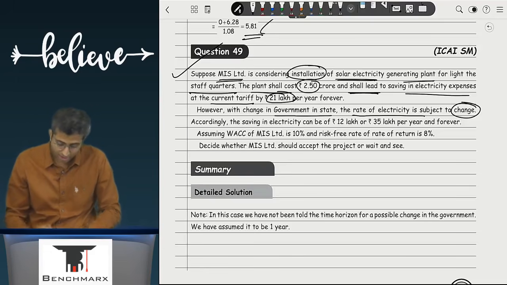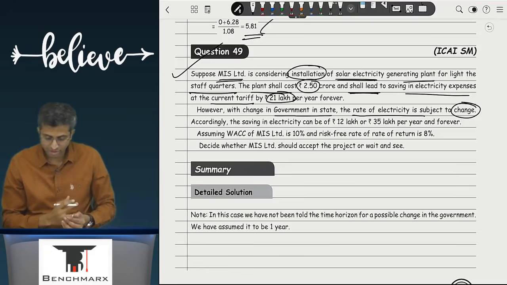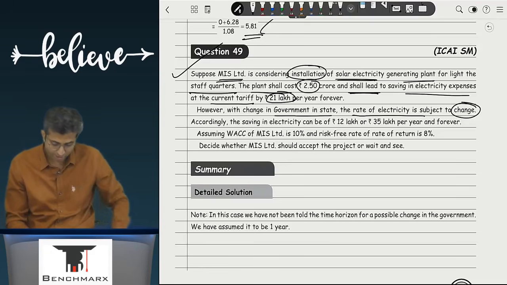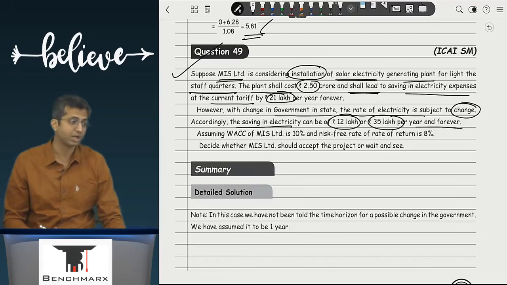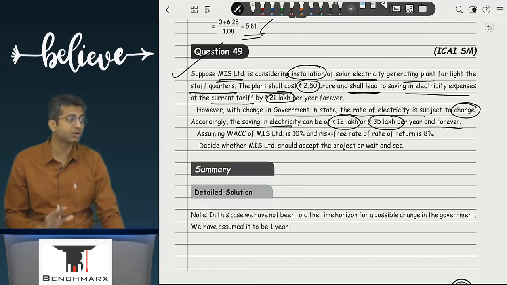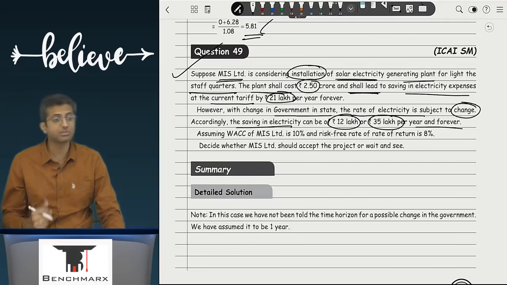There's a change in the government. It is subject to change. Accordingly, the saving in electricity can either be 12 lakh or 35 lakh per annum forever. As per the current government, it is 21 lakh. But if the government is likely to change, the saving can be just 12 lakhs or the saving can be 35 lakhs.